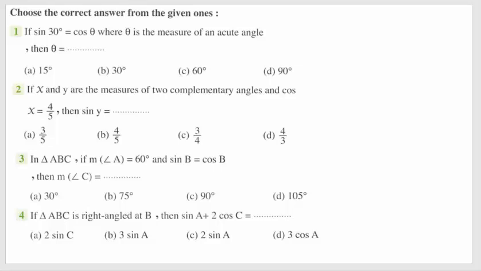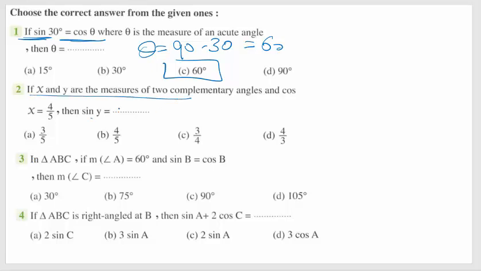If sine 30 equals cosine theta, what is the measure of theta? I noticed that you told me that if I have two angles whose sum is 90 degrees, then the sine of the first will equal cosine the second. Then theta equals 90 minus 30, which is equal to 60. Second question, he is telling me that x and y are the measures of two complementary angles. Cosine x equals 4 over 5. If they are two complementary angles, then sine y equals cosine x equals 4 over 5.